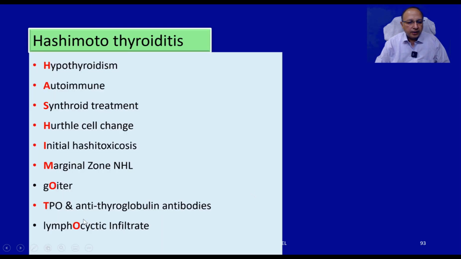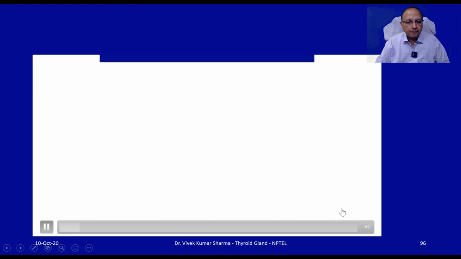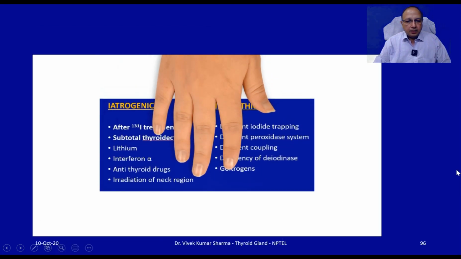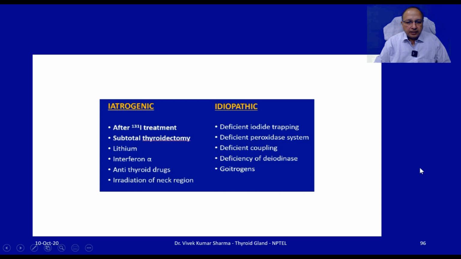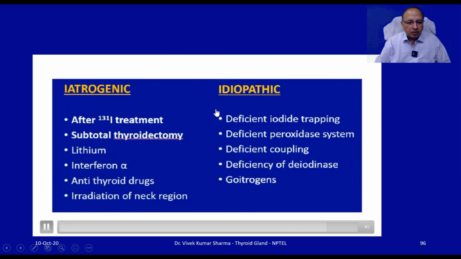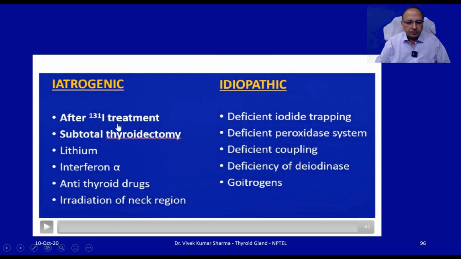This is the mnemonic that we use to remember Hashimoto's thyroiditis, all the symptoms. It is hypothyroidism, autoimmune, Synthroid is used as a treatment, Hürthle cell change occurs, initial Hashitoxicosis, marginal zone NHL, goiter it leads to, TPO and anti-thyroglobulin antibodies are present, and lymphocytic infiltrate is present. There can be iatrogenic and also idiopathic causes for hypothyroidism.